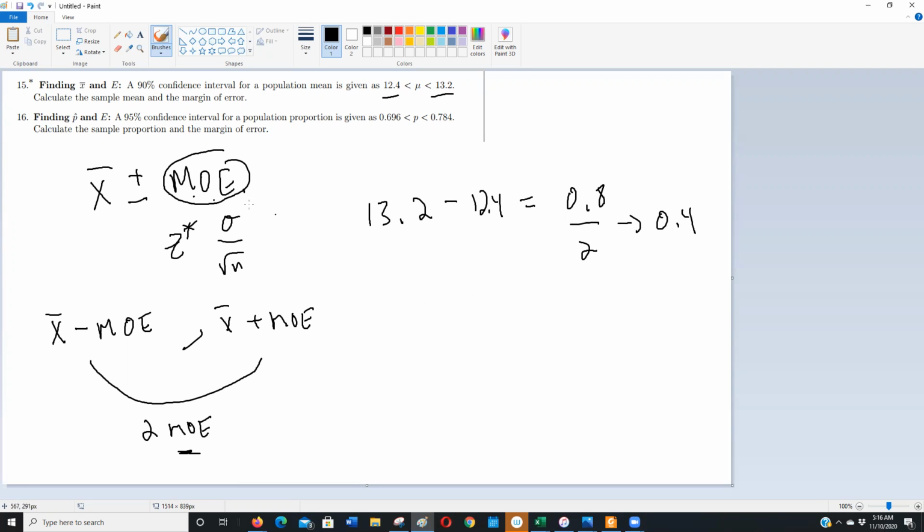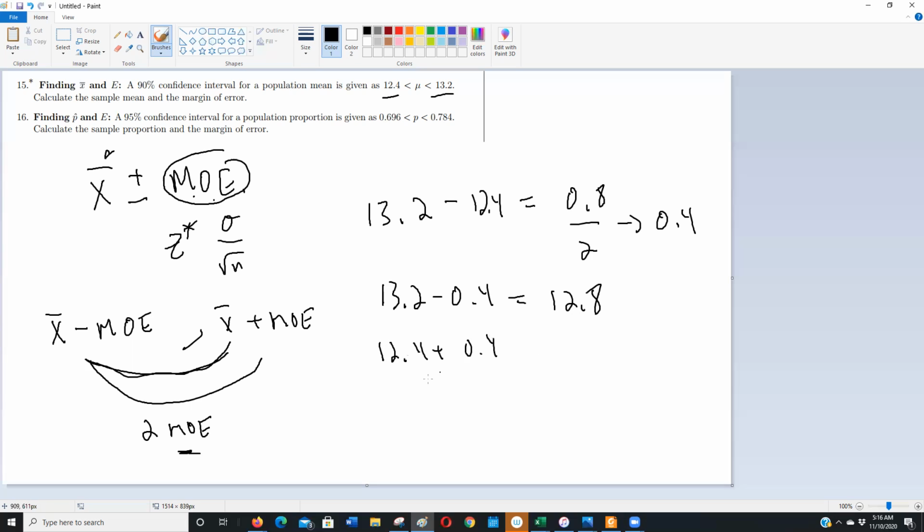And then how do we get the sample mean? Well, isn't the mean the middle of these two numbers, in between those two numbers? Because you think about it, it's up there, right? It's the mean plus or minus the margin of error. So what the person who posted this in the forum did was 13.2 minus the 0.4, and that would be the mean. Let's see, what is that? That's 12.8, I believe. Yeah, 12.8, because that'd be the same as 12.4 plus 0.4.